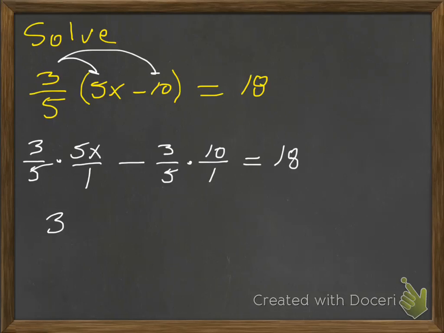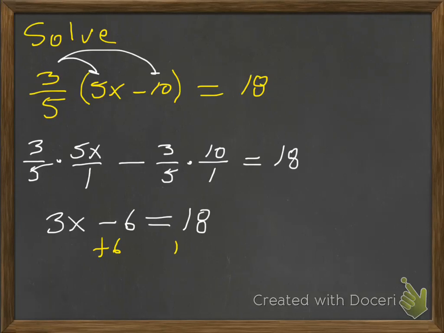Now when I multiply 3/5 times 5x over 1, the 5's will cancel and I'll just be left with 3x over 1, which is just 3x, minus 5 goes into 10 twice, 3 times 2 is 6. So 3x minus 6 equals 18. You know how to do that.